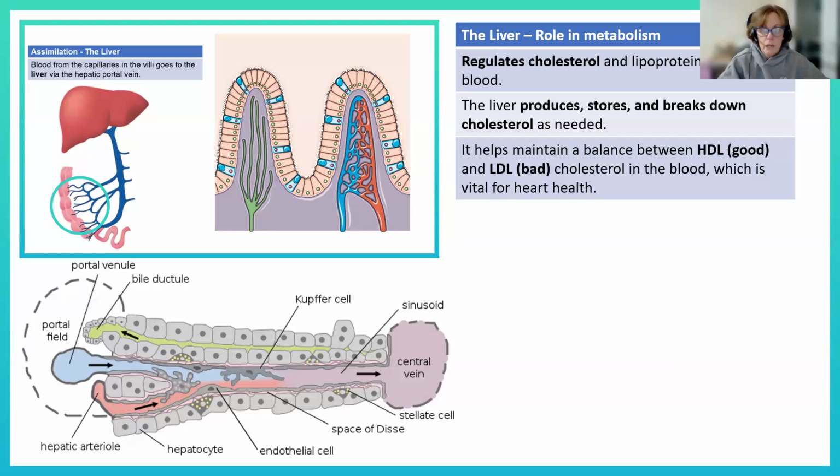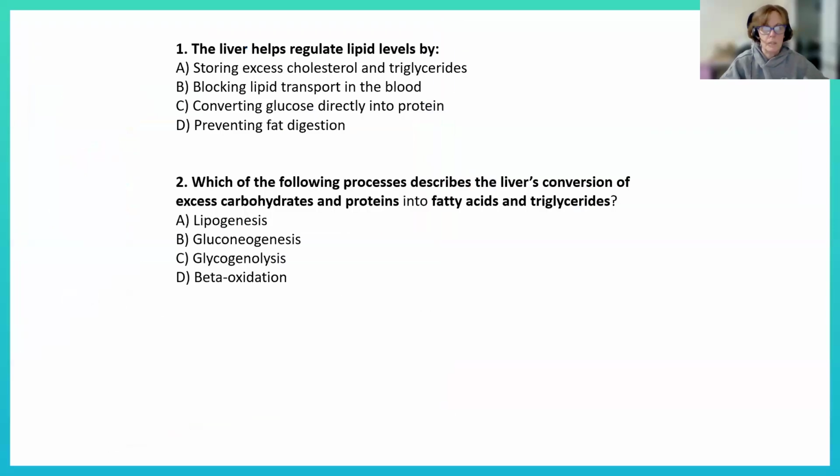The liver also helps to maintain the proportion of HDL and LDL cholesterol in the blood, which is really important for heart health as well, because you'd like to have HDL, which stands for high density lipoprotein cholesterol, and we don't like to have too much LDL, which stands for low density lipoprotein cholesterol. So it's about keeping that balance, keeping that proportion right.